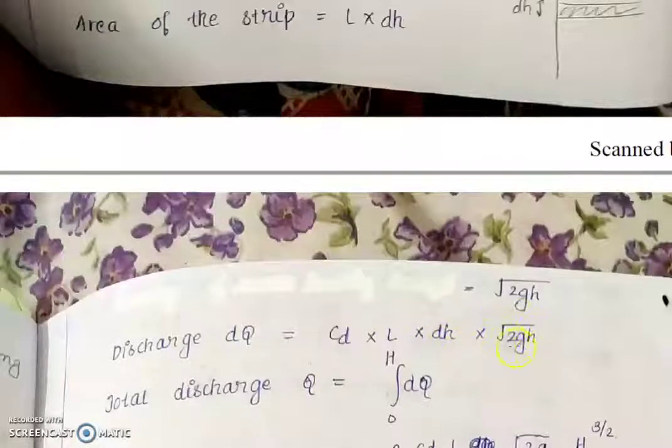And how did root of 2gh come? You know that the velocity of the orifice through which water is flowing is root of 2gh. The same velocity is happening here through a small opening or weir. So this velocity is root of 2gh, and this is a small dQ, that is, the small discharge.